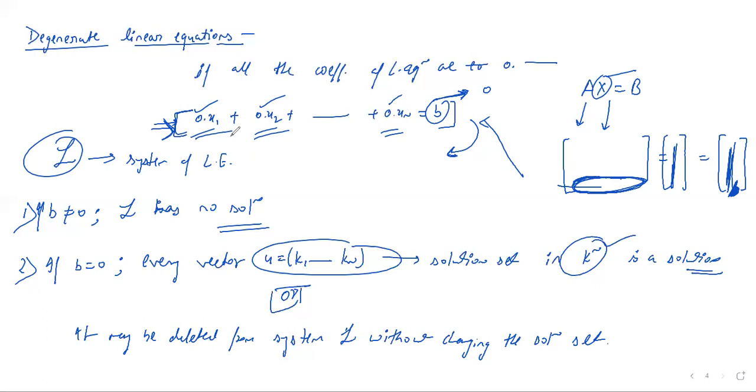Now we'll see the system of linear equations, a system of two linear equations. Let's see a particular case here of two linear equations in two unknowns.